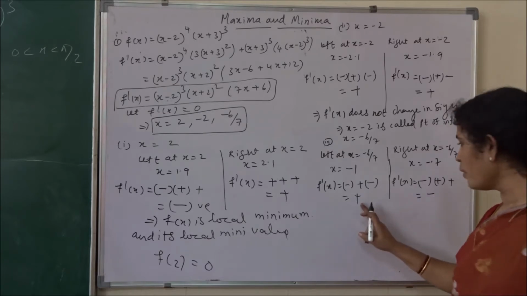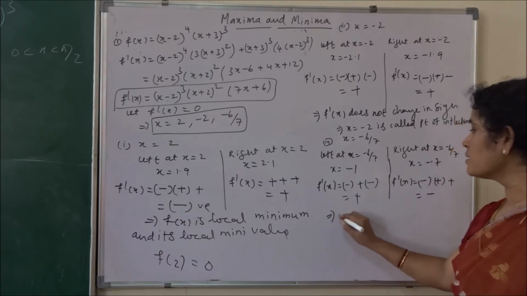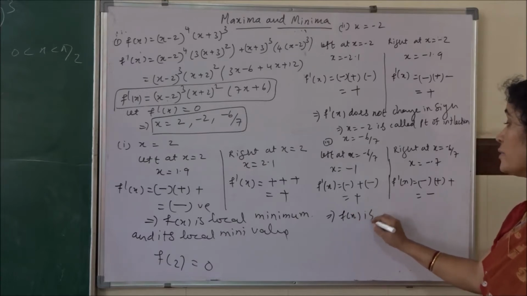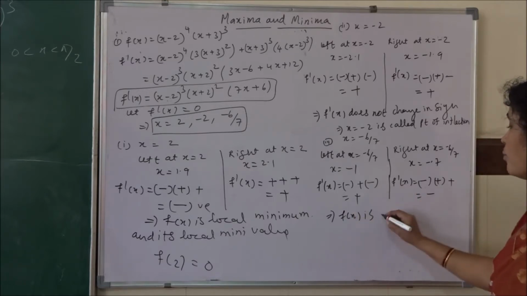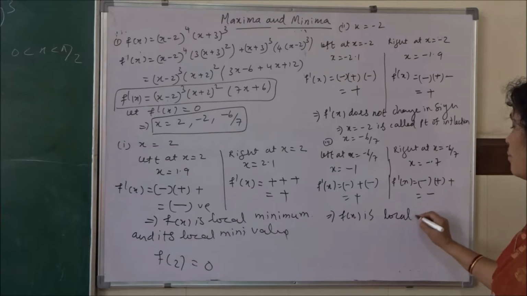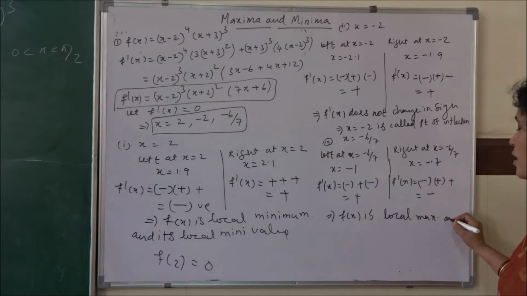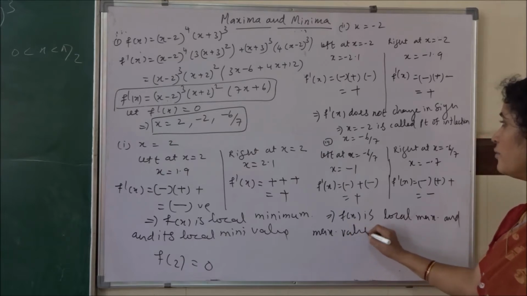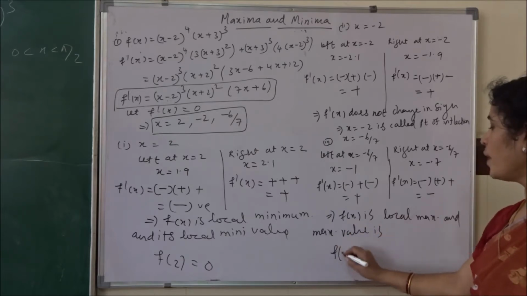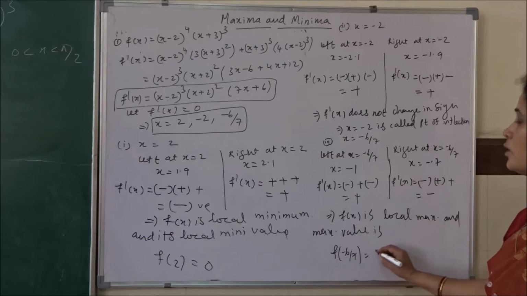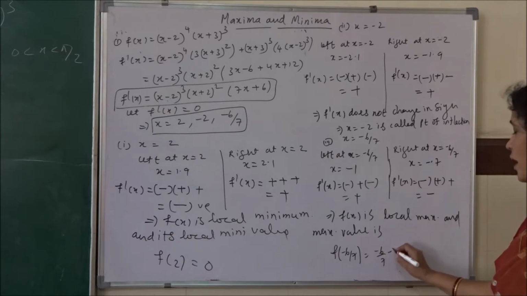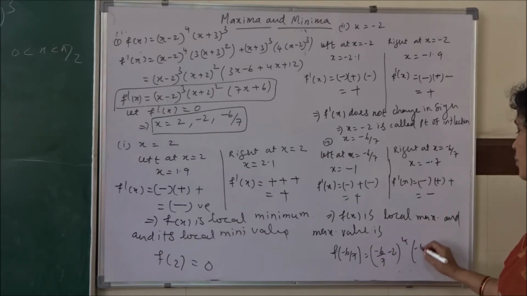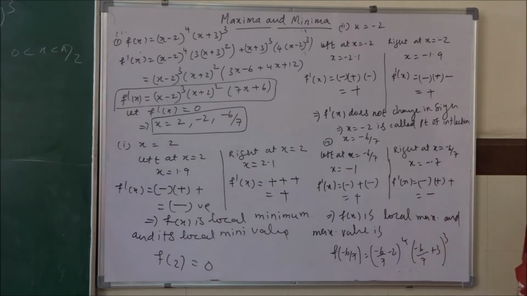If the sign changes from positive to negative, implies f of x is what? If the sign changes from positive to negative, f of x has a local maximum, and its maximum value is f of minus 6 by 7, that is equal to minus 6 by 7 minus 2 whole power 4 and minus 6 by 7 plus 3 whole cube, and simplify, you will get the answer, okay fine.